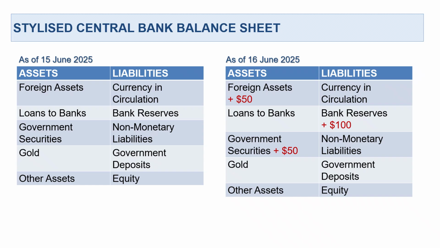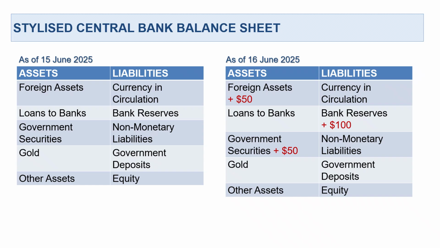Now, let's move to the right side panel, which shows the balance sheet as of the 16th June 2025. So, the central bank wants to purchase a foreign currency asset amounting to $50 and also wants to purchase government securities in the local currency worth $50. So it has to acquire $100 worth of assets. How does the central bank do it?